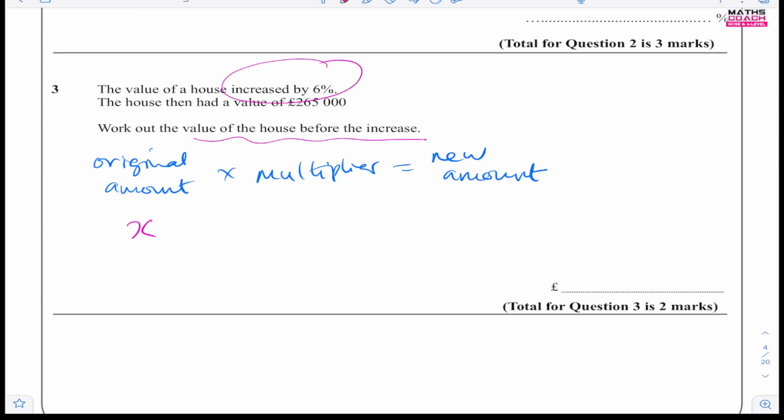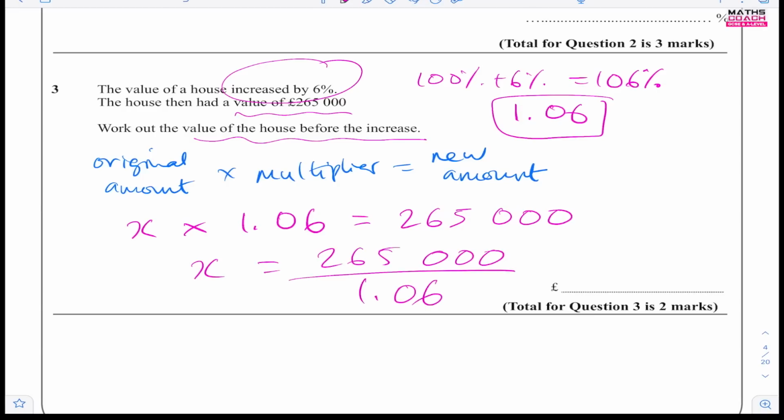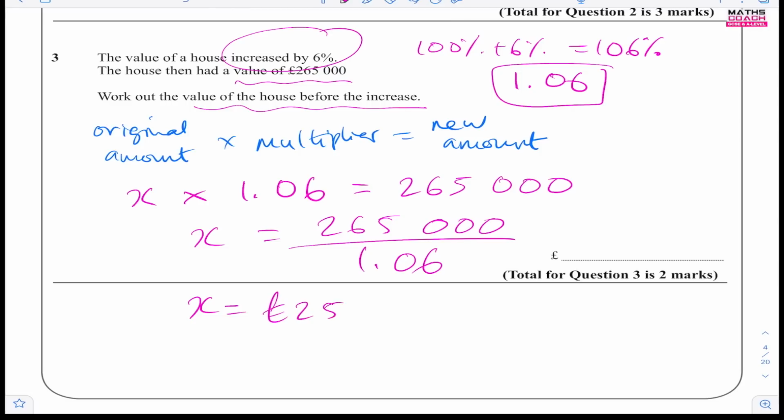So an increase of 6% is going to be 100% plus 6%, which is 106%. And 106% as a multiplier is divided by 100, so 1.06. So our multiplier is going to be 1.06. And the new amount is going to be what the value of the house is after this increase, which is 265,000. Now to find what x is, we are going to do 265,000 divided by 1.06. And that gives us 250,000 pounds. So 250,000 is the value of our house before the increase.